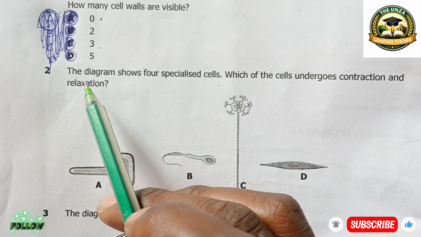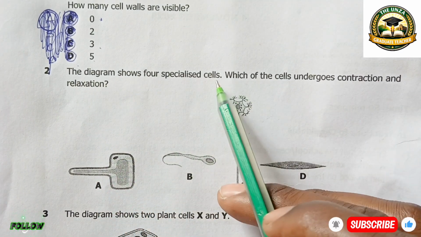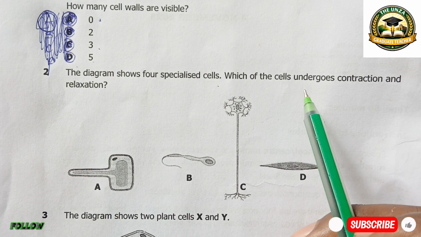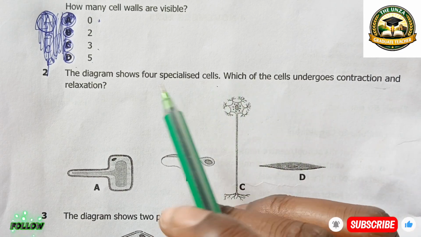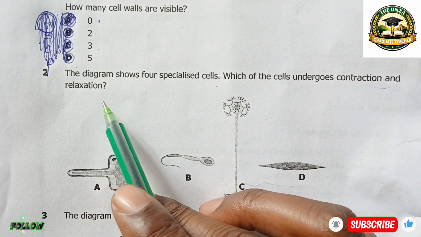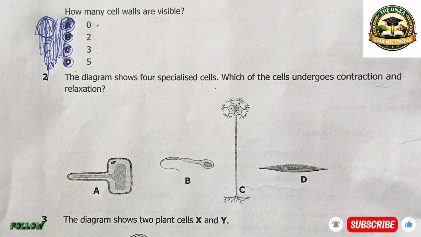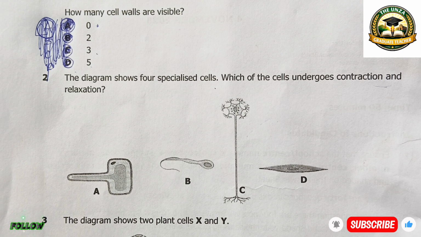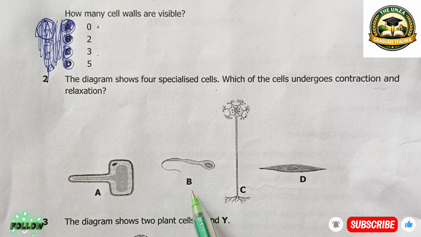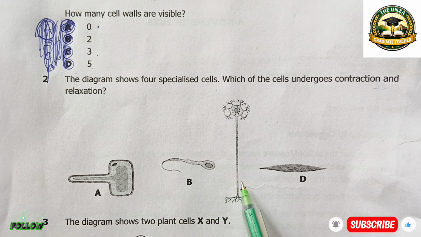The question was saying the diagram shows 4 specialized cells. Which of the cells undergoes contraction and relaxation? So when you are wanting to understand here, the first one, A, is the root hair cell, the plant cell. B is the sperm cell. C is the nerve cell. D is the muscle cell.